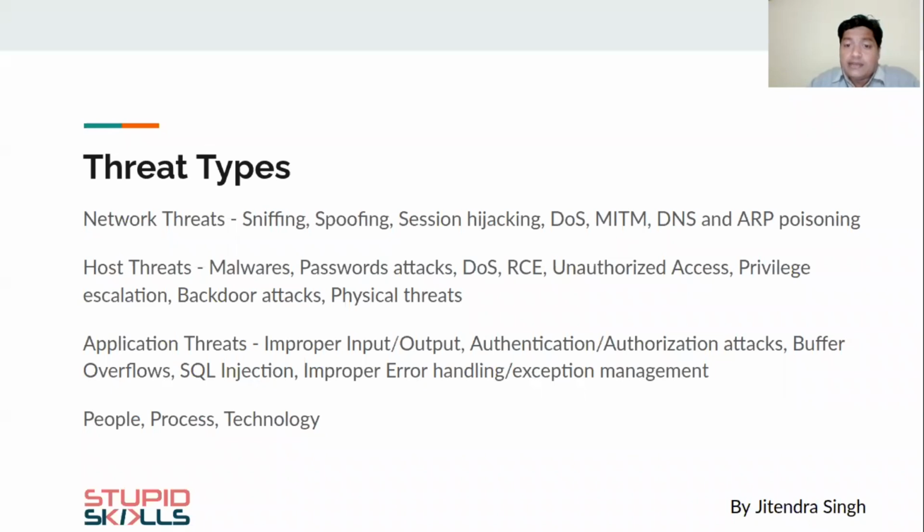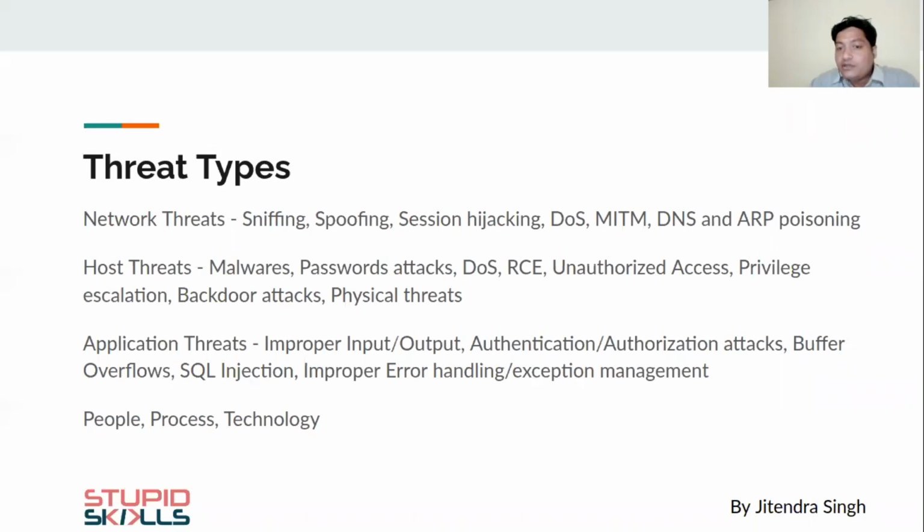Then there are application threats. All the applications are usually designed and coded by human beings only, and it is quite impossible to actually make them error free. So there are times when people leave out input and output validations, which results in some kind of vulnerability, and which causes these threats.